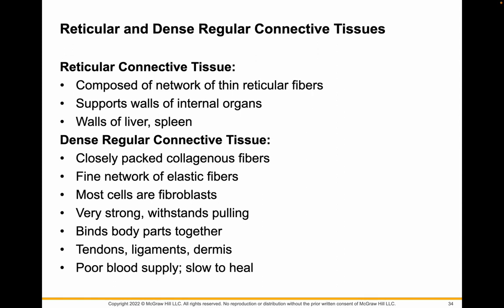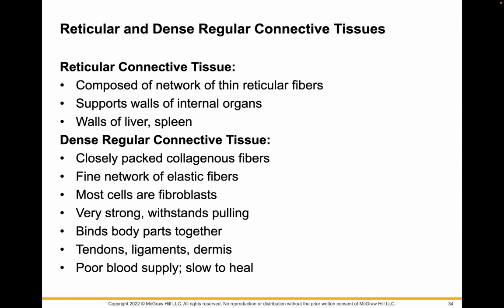And then we go to the dense tissue propers. Dense regular, I told you, is going to have a whole lot of fibers, and they're in a regular pattern. Most of these cells are fibroblasts, really strong, can withstand some pulling. So think about where you need strength, where you need protection. On your dermis, of course, that's your outer layer. You want to be able to withstand some pulling and be strong.